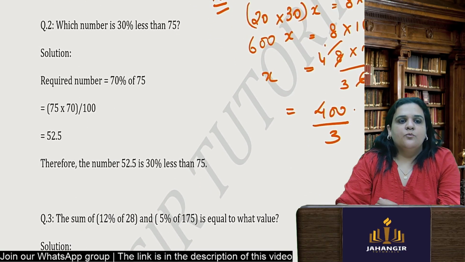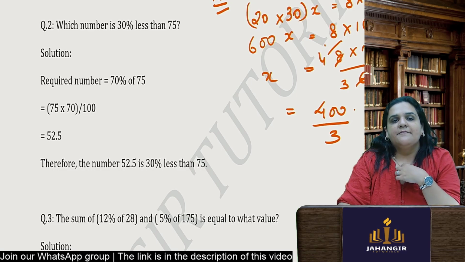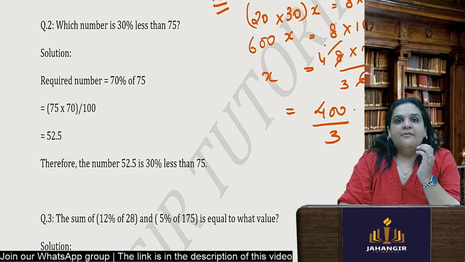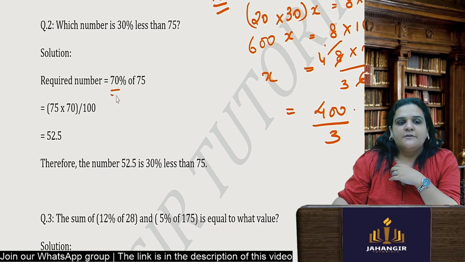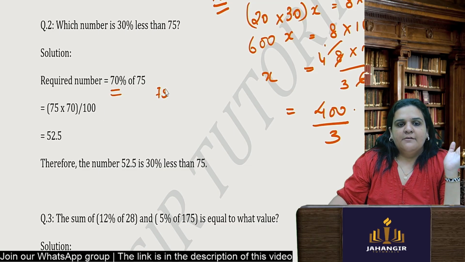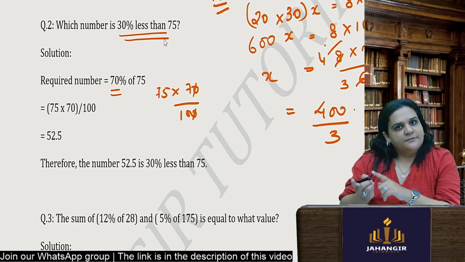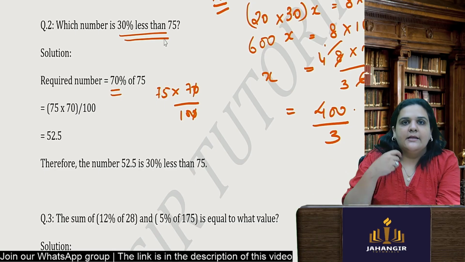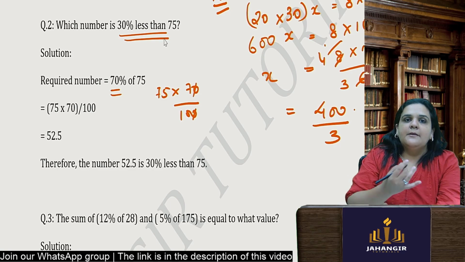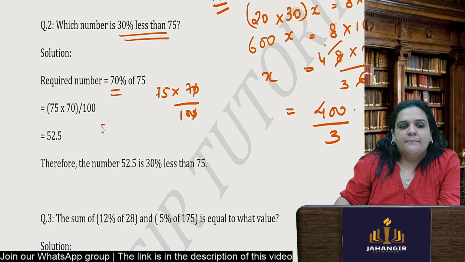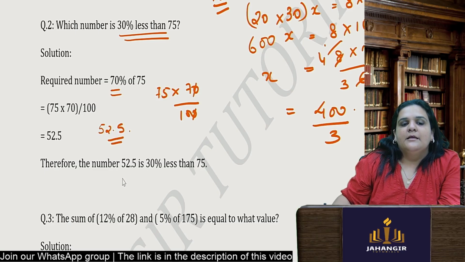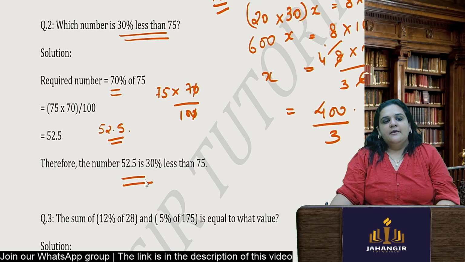Next question is very easy. Which number is 30% less than 75? I have to subtract 30% from 75, so basically they are asking me for 70% of 75. You can find 30% of 75 and then subtract that answer from 75, or directly you can do 70% of 75. Your answer will come in decimals when you solve: 52.5 is 30% less than 75.